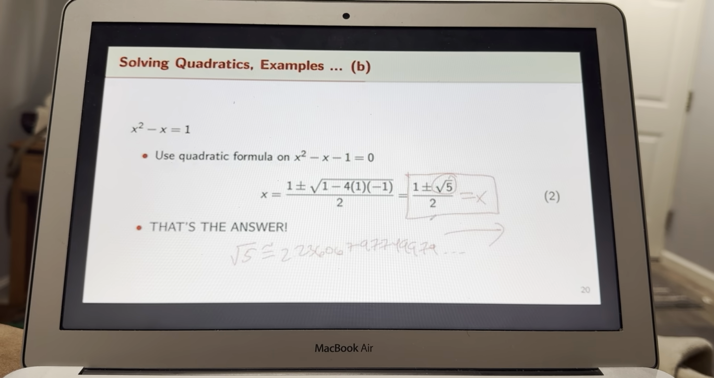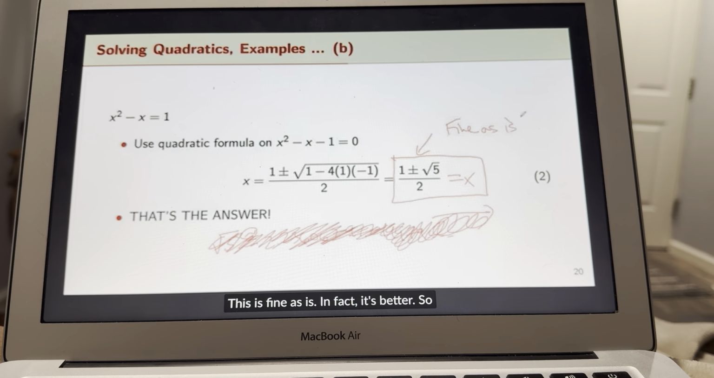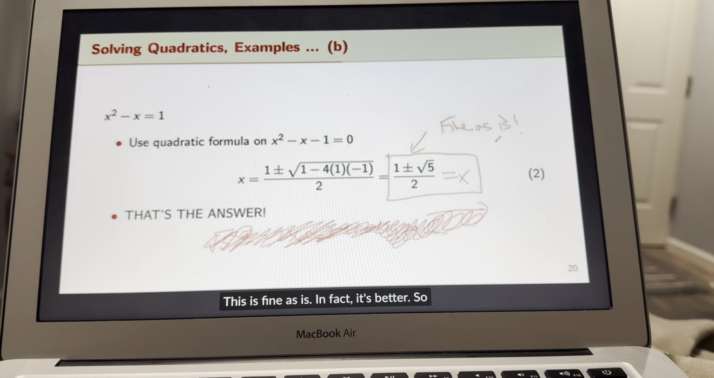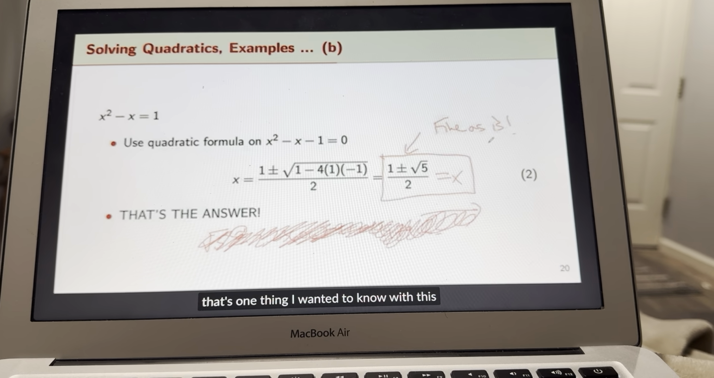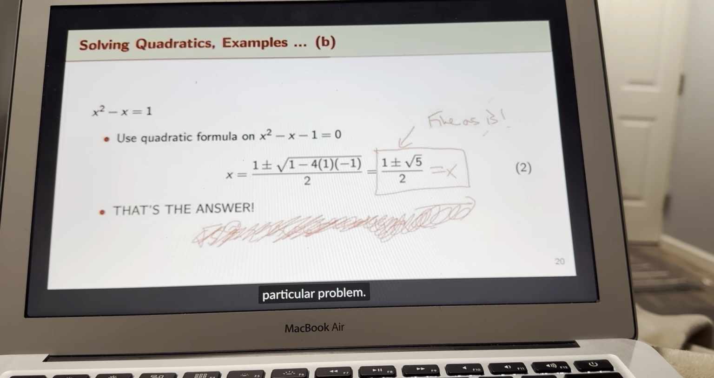So again, unless you're asked to round your answer to the nearest decimal, do not, for anything like this, ever go about actually taking the time to put the square root of 5 in your calculator and solve this down so that you don't have any type of radical expressions in it. This is fine as is. In fact, it's better. So that's one thing I wanted to note with this particular problem. Okay, I'm going to clear this off.